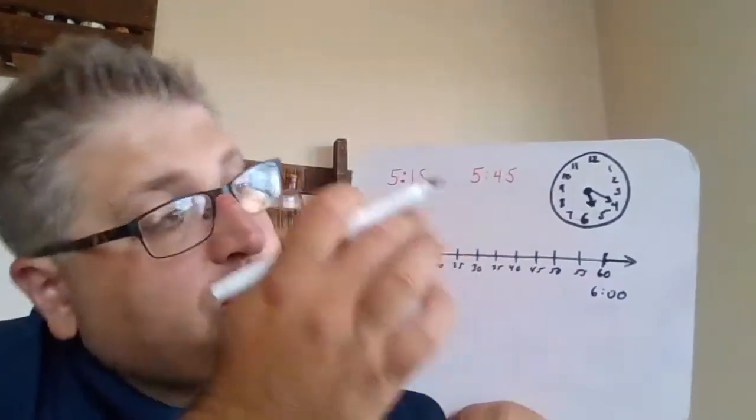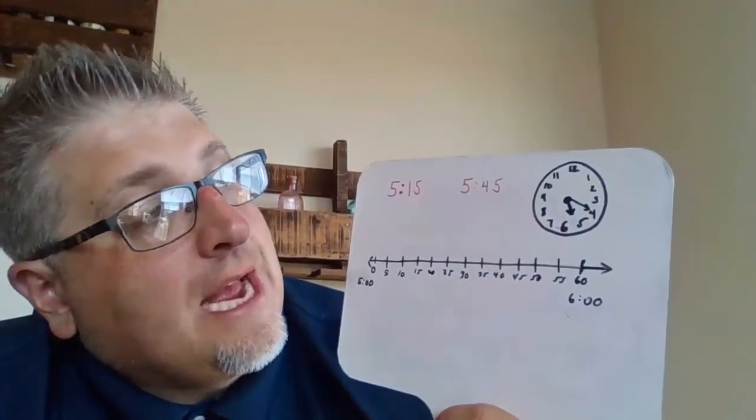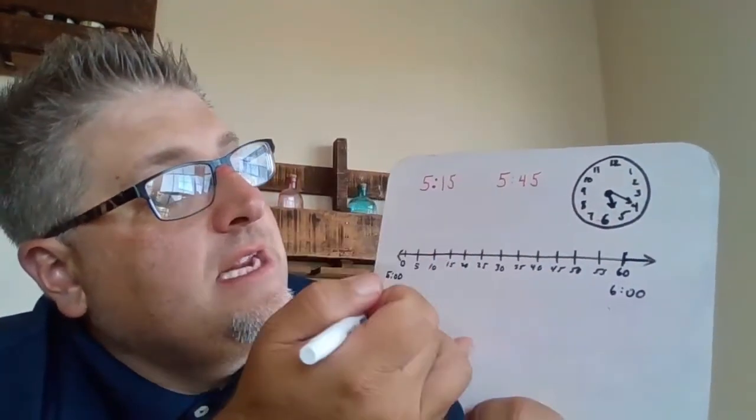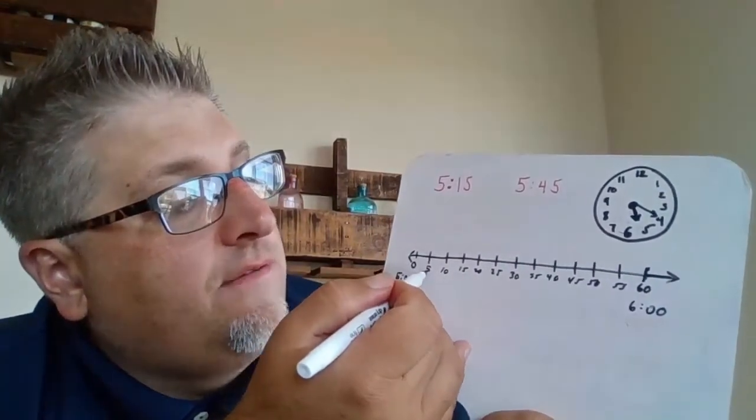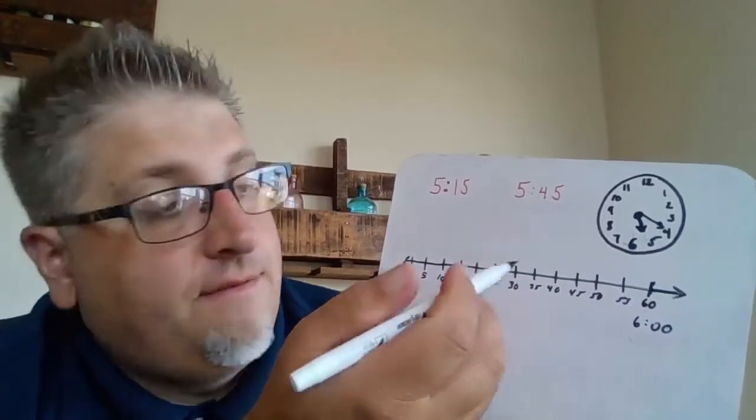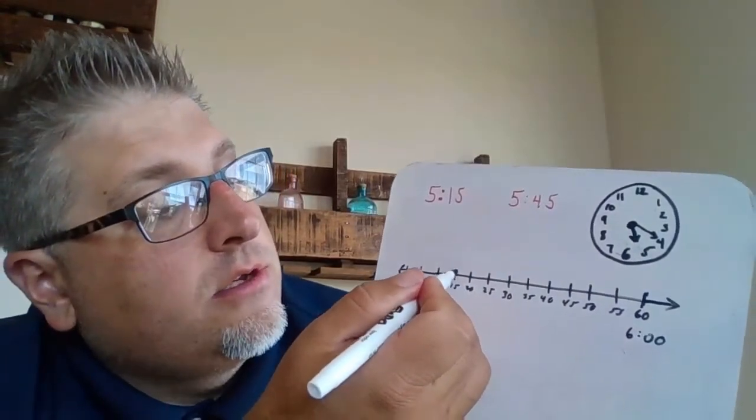So let's plot these 3 guys on here. So 5:15. We know we got 5 o'clock. So let's go 0, 5, 10. You guessed it, 5:15 right there. So let's plot that.